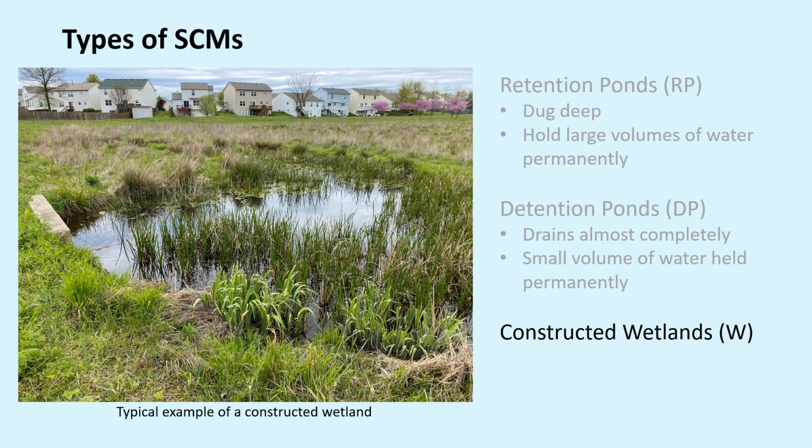Constructed wetlands are also similar to retention ponds. However, these are typically a bit shallower throughout the entire SCM, and they're also often sinuous, so this one winds around in that image. Also, unlike the other two types of SCMs, these are usually intentionally planted with vegetation. The other ones often have just grass or something like that around the edges, but these usually are planted with specific native vegetation as well.